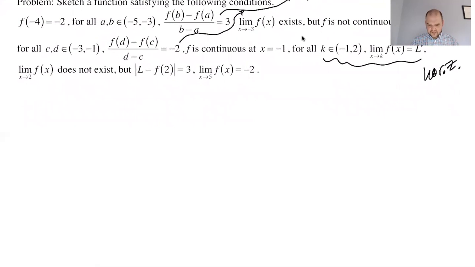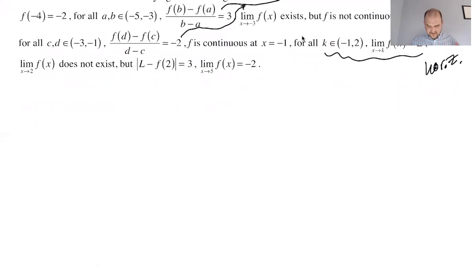All right, let's see. Let's just start with some axes. I'm going to go from -6 to 6, I think.